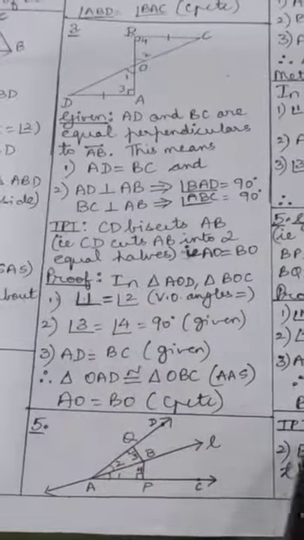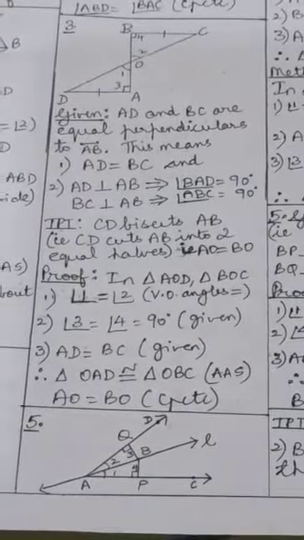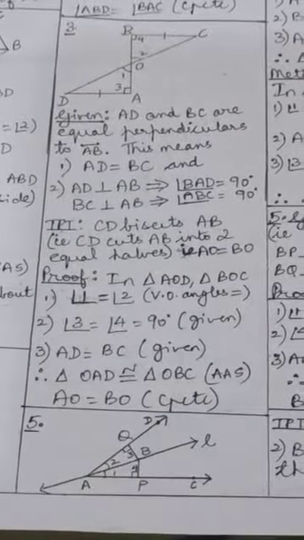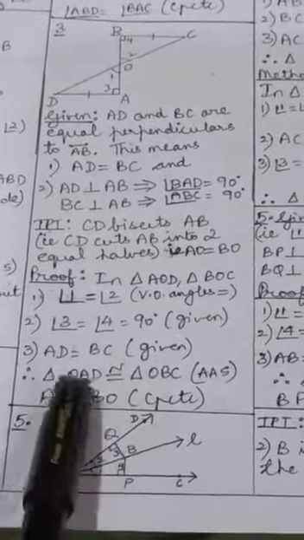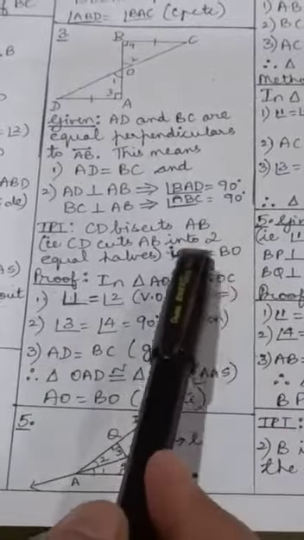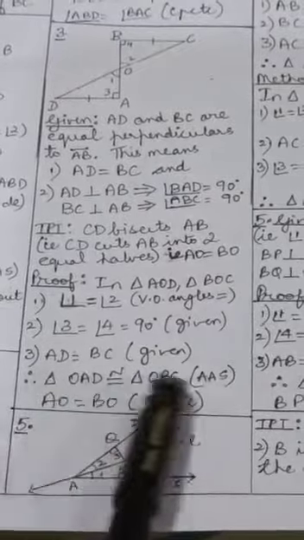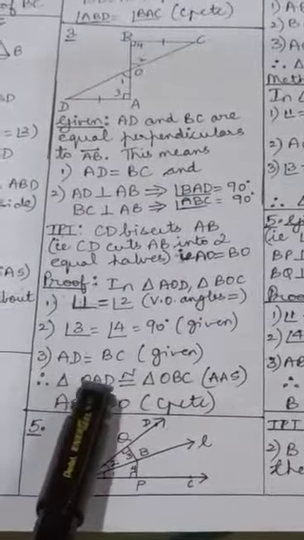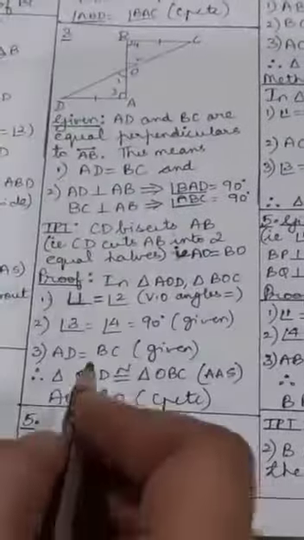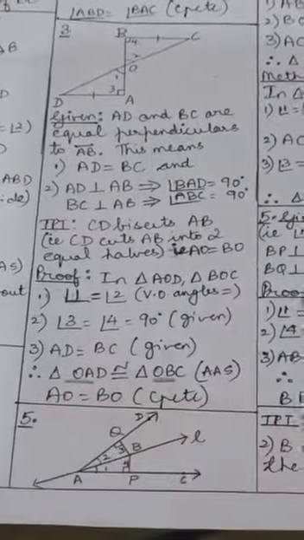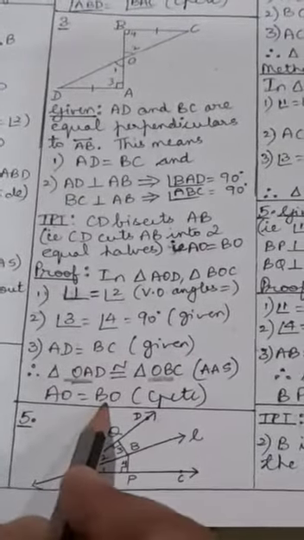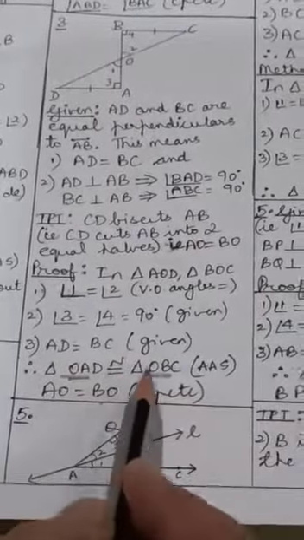So now that we have proved that these two triangles are congruent to each other, it means they are identical triangles. So we can find out the remaining pairs of equal angles and equal sides using the order in which we have named the triangles. Now we need to show that AO is equal to BO. So look at this. OA equals OB. OA is nothing but AO, and OB is nothing but BO. They mean the same.